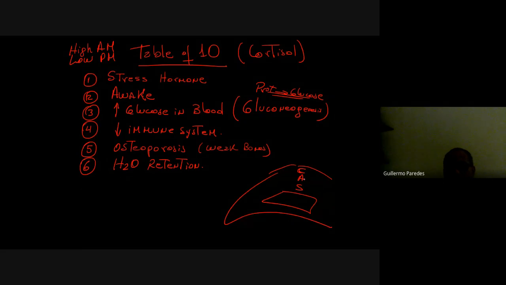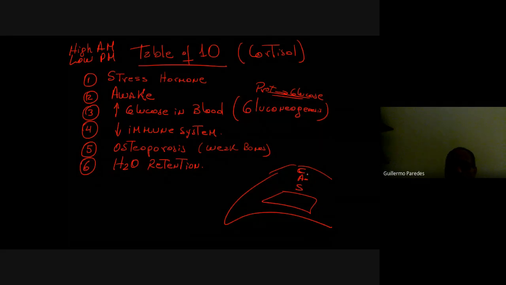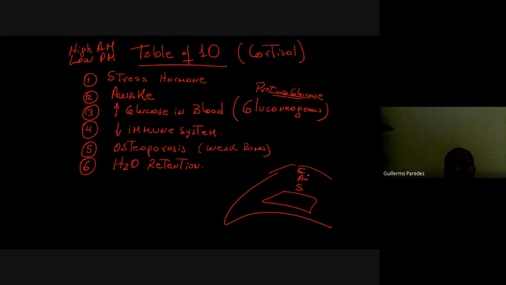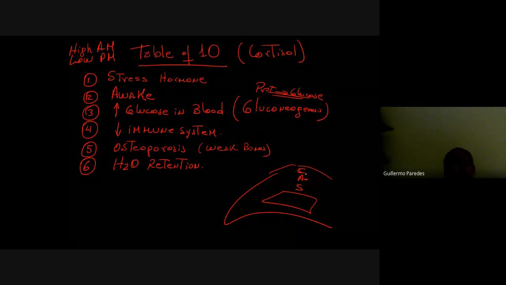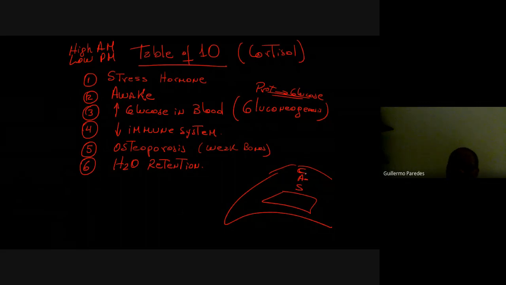So aldosterone itself is the king, the queen of absorption of sodium. If you absorb sodium, sodium is going to be followed by water. That is the king, the queen of all the substances, all the hormones. The one who makes absorption of more sodium is the aldosterone, period.